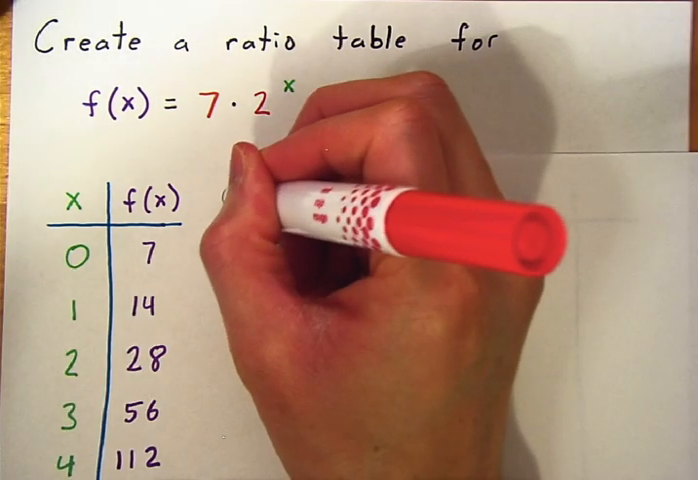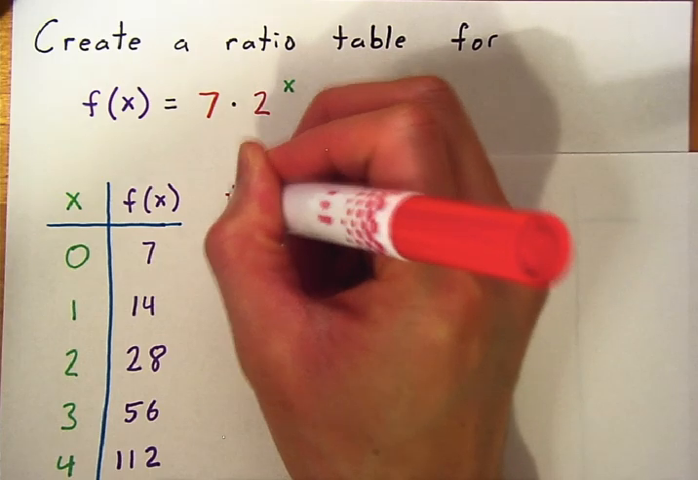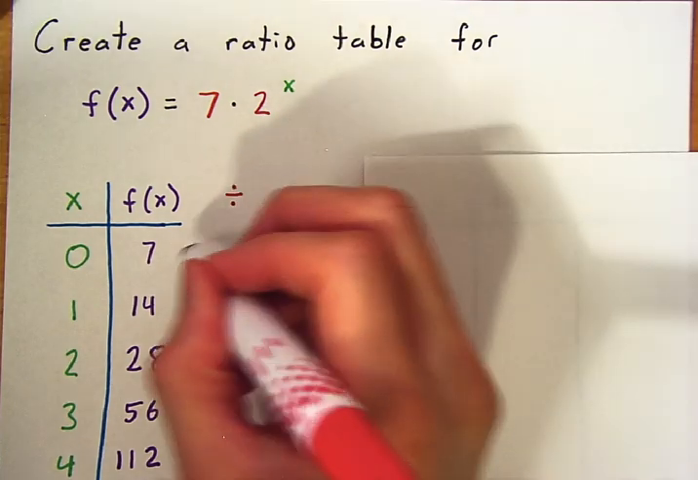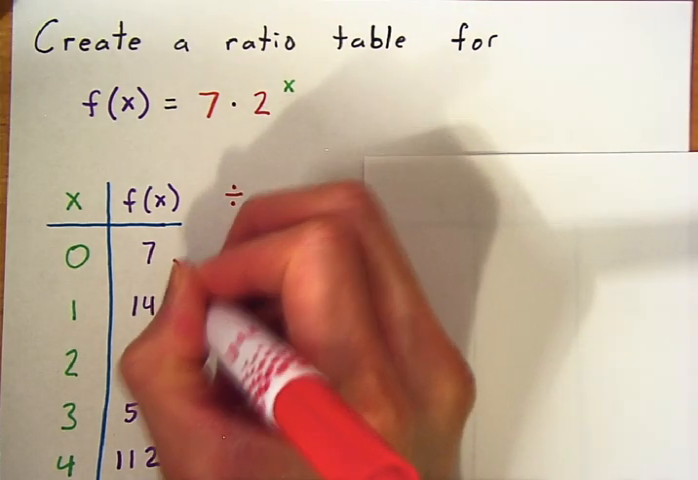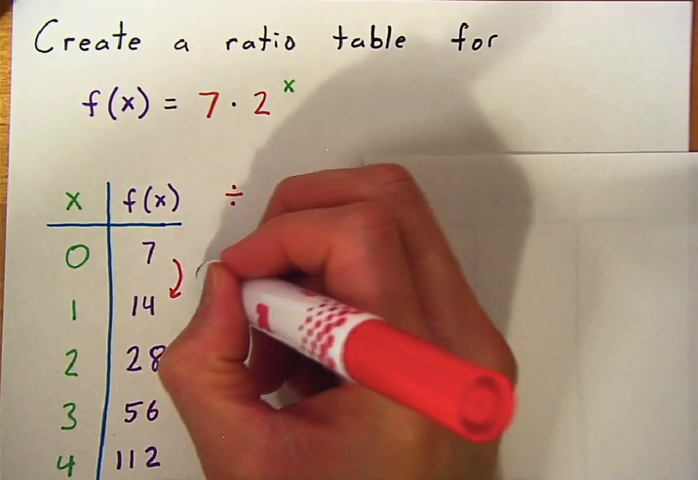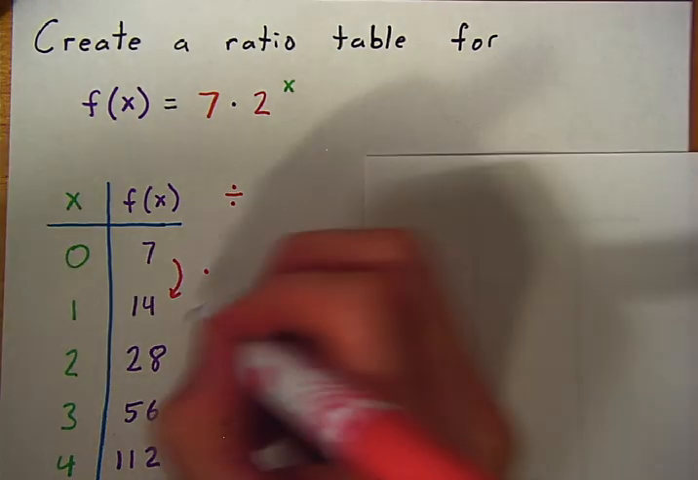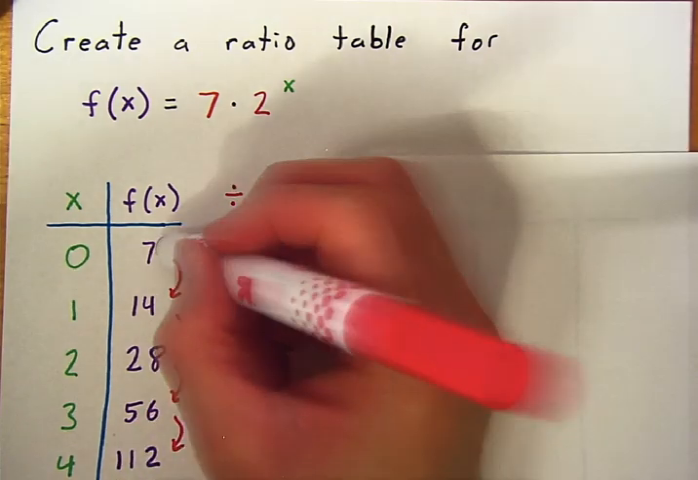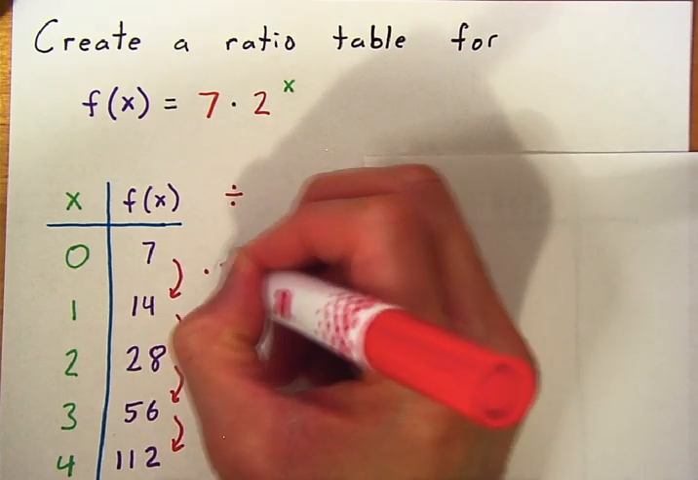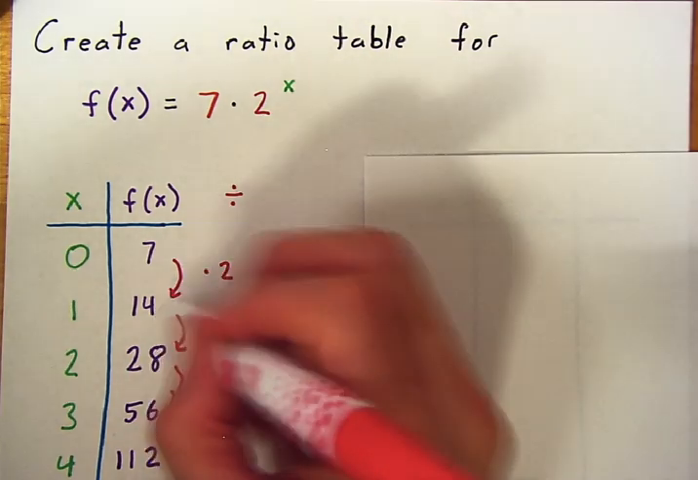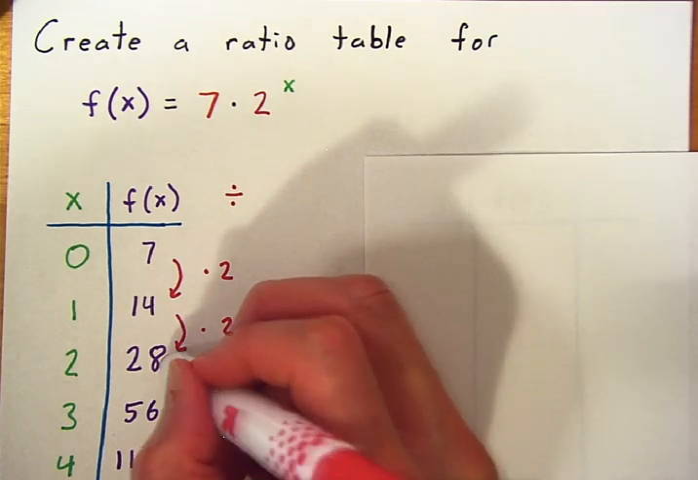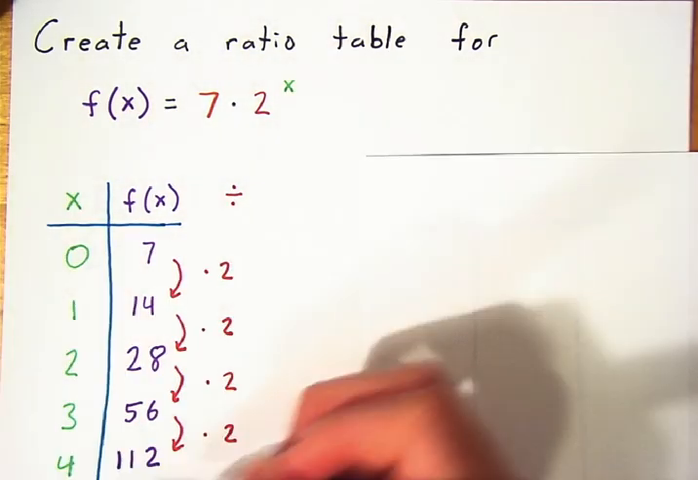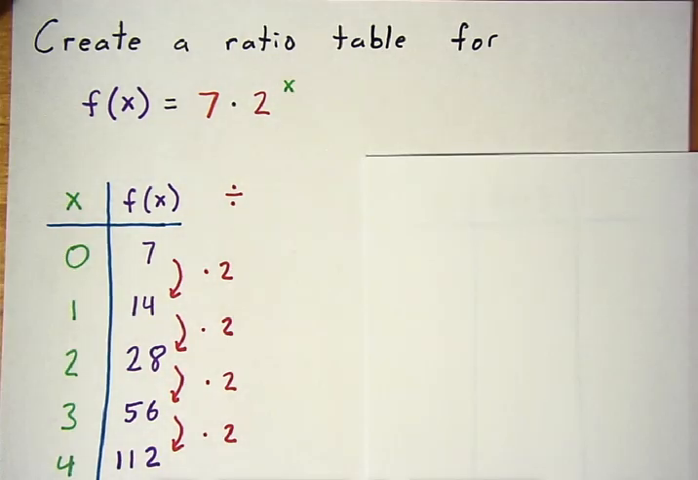The ratio column, I'm going to have notation be this. And for this ratio column, you're just trying to figure out to go from this value to this value, you're multiplying by how much? So 7 times what gets you 14? It's 2. 14 times 2 gets you 28. 28 times 2, 56. 56 times 2 gets you 112.